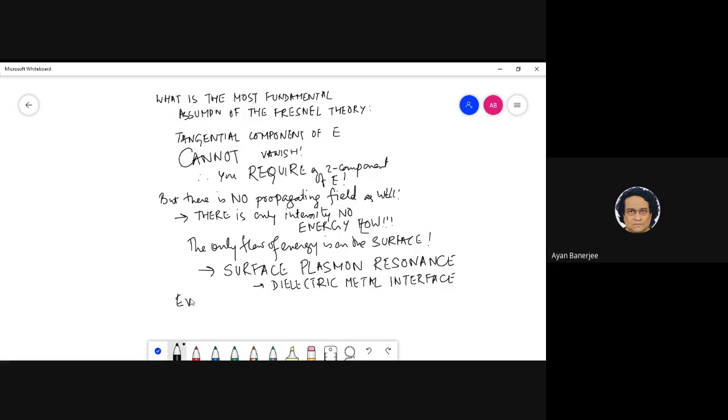The evanescent field. Interesting characteristic. Anything interesting you find here, guys?